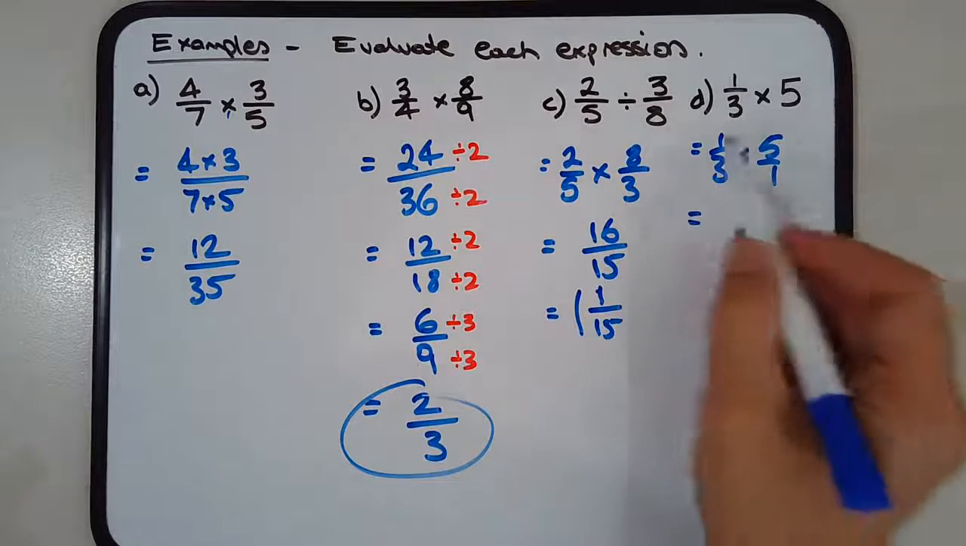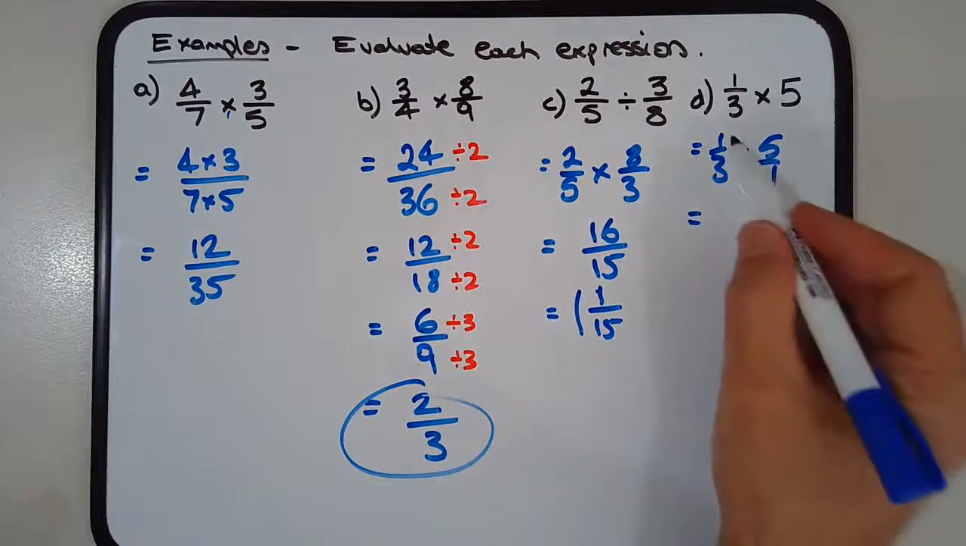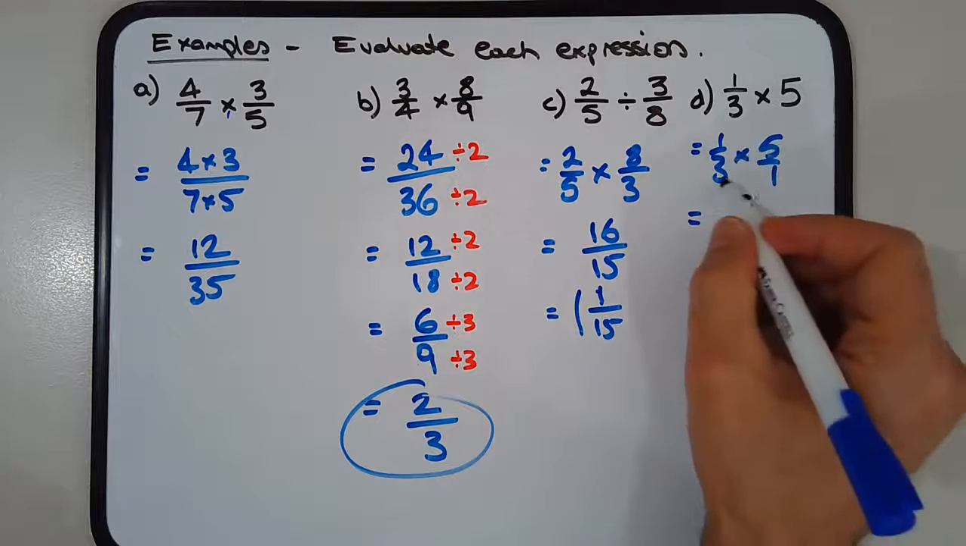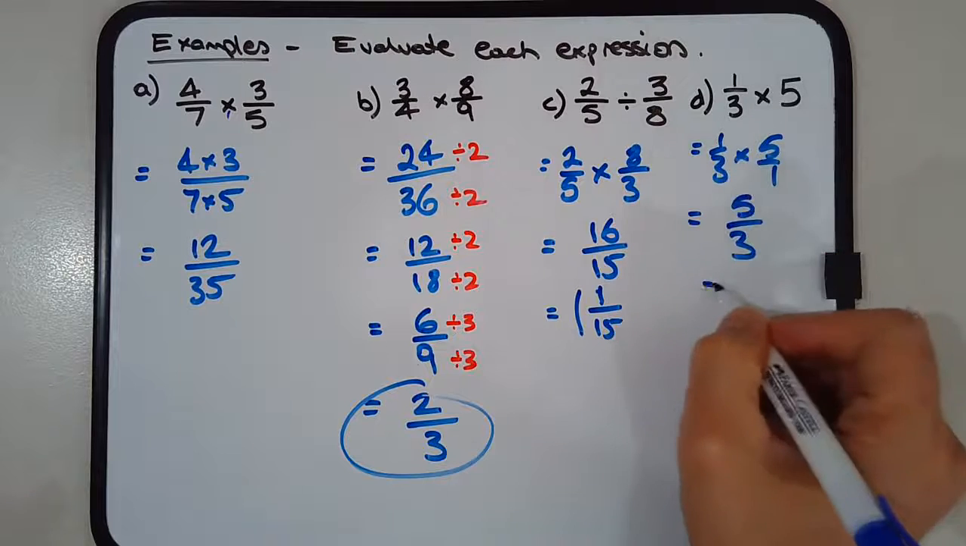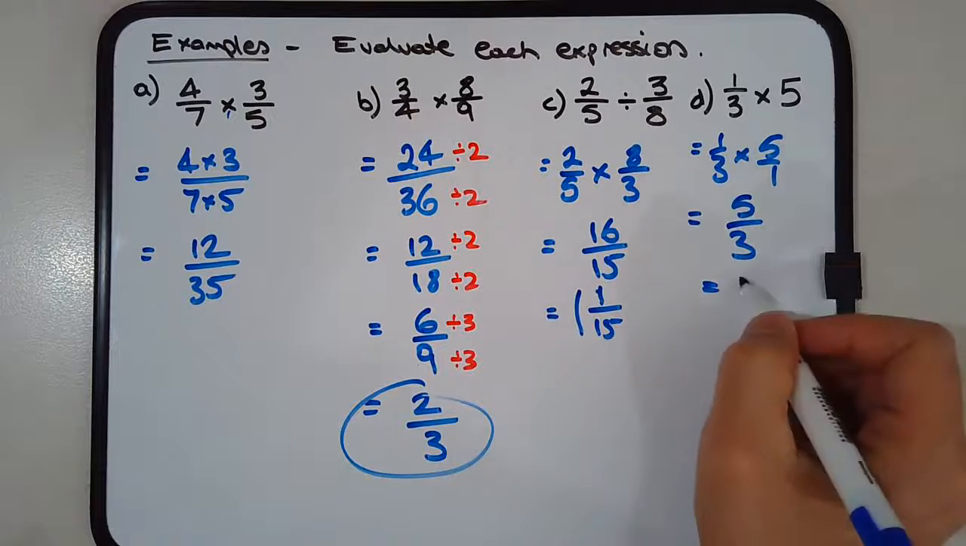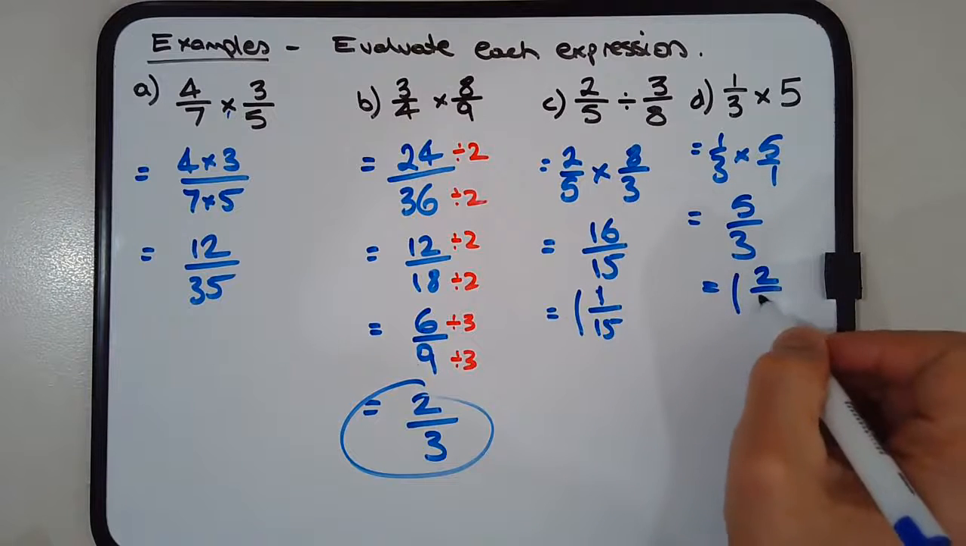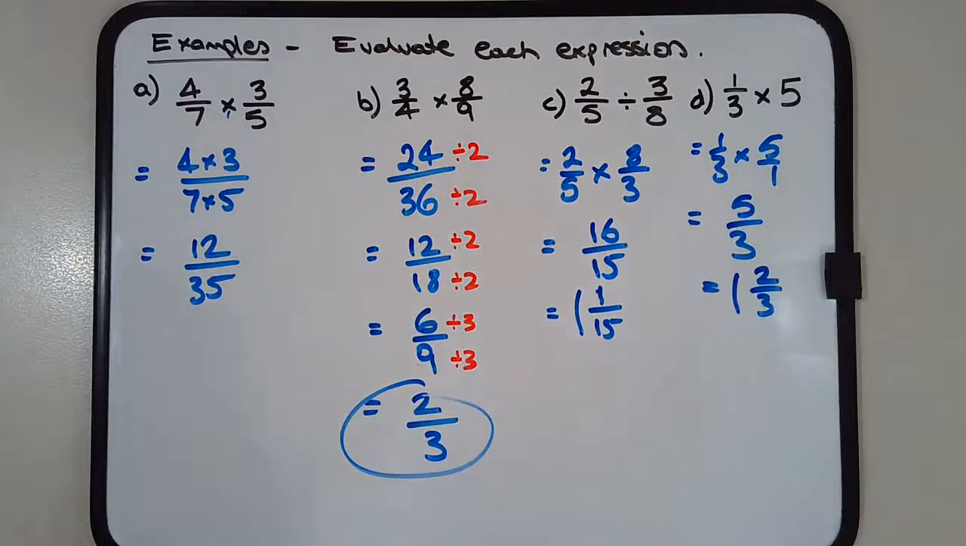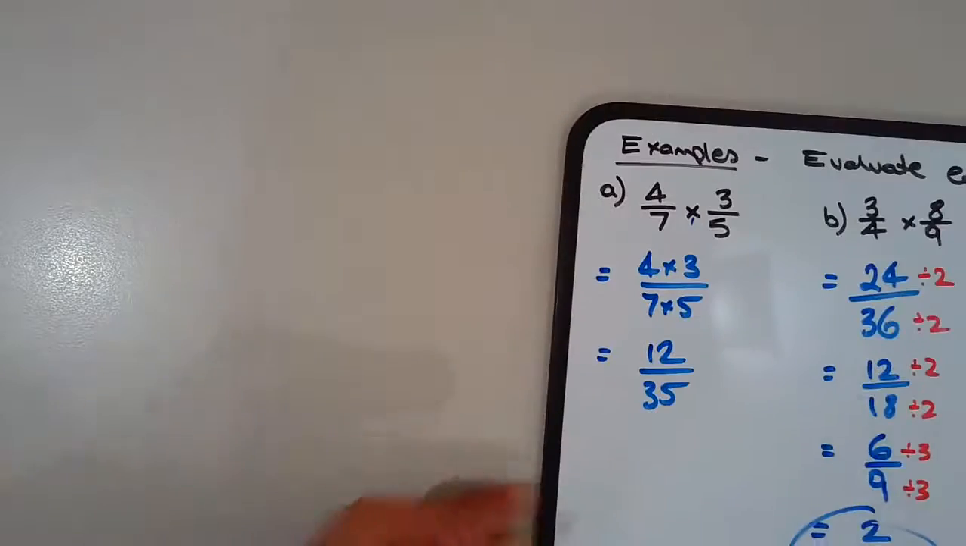So we can safely change the 5 into a fraction without changing its value or what it represents. Now we multiply across as per usual. 1 times 5 is 5, 3 times 1 is 3. Okay, this is an improper fraction again. 3 into 5 goes once, remainder 2, and we write the 2 as a fraction, 2 on 3. All right, let's have a look at some more examples.